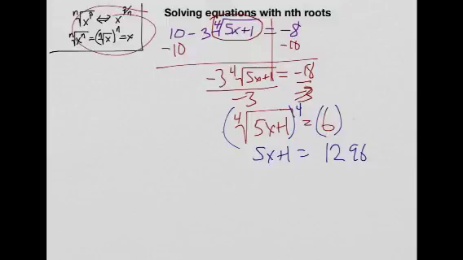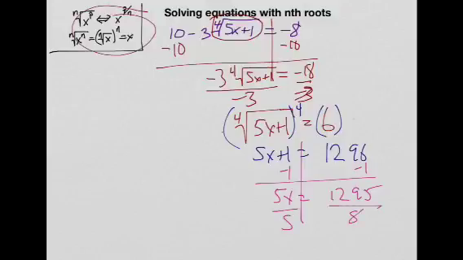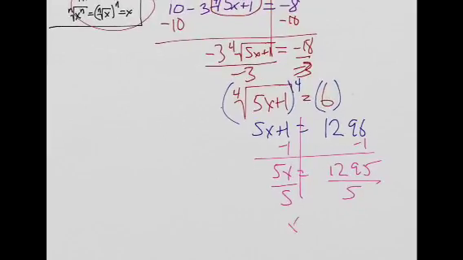And after undoing that radical, it gets me down to another problem. I'm not done yet, but I'm close. So let's keep working on this. Let's get rid of the 1. 5x equals 1295. And finally I'll divide by 5, and I'll come down to x equals, what, 259. Woohoo!